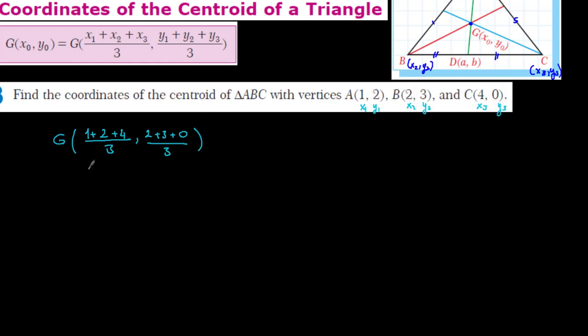Here it's going to be equal to 1 plus 2 plus 4, which is 7, so 7 over 3, and 5 over 3.